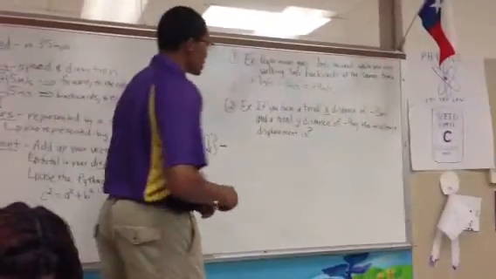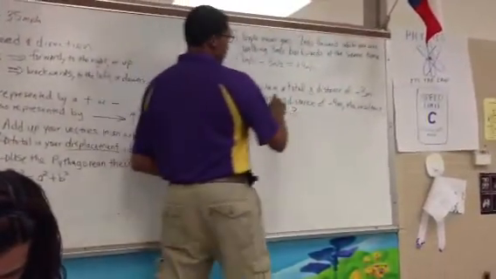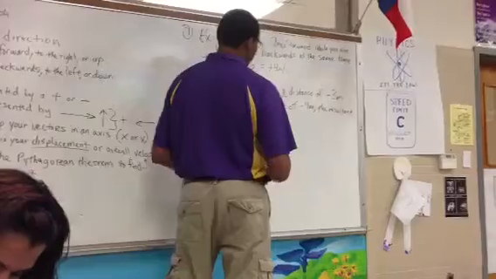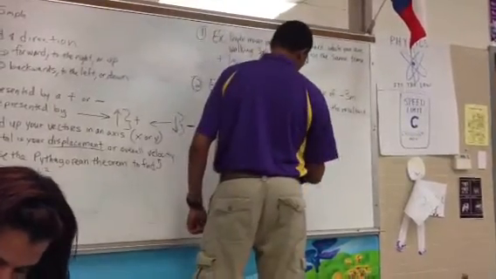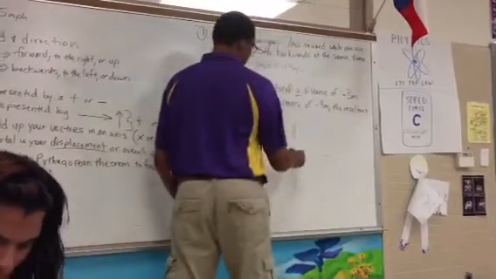Look at number 2. Here's another scenario. Okay, if you have a total x distance of -3, so we're going to draw a graph. Okay, all right, so we got our components.